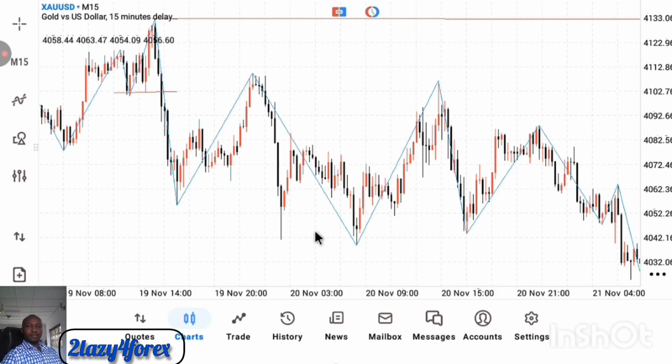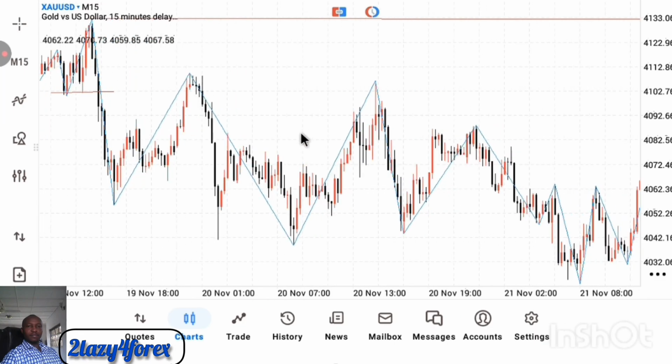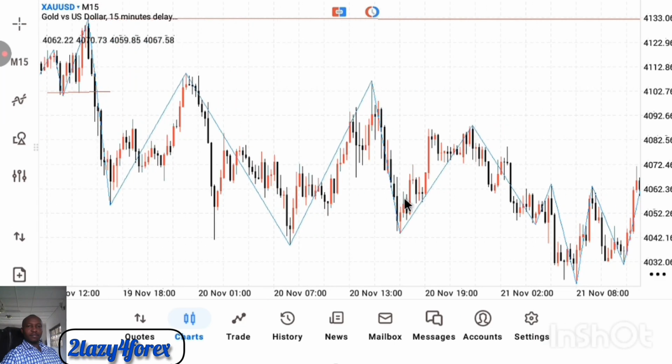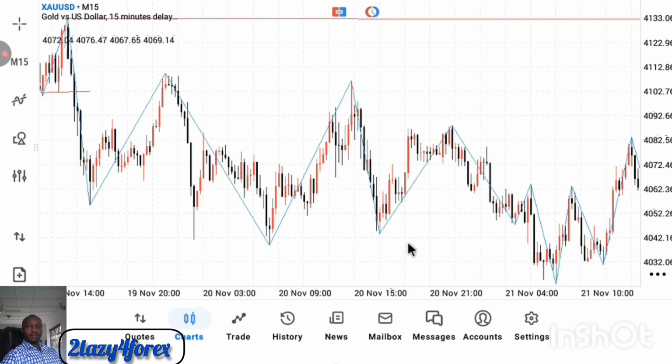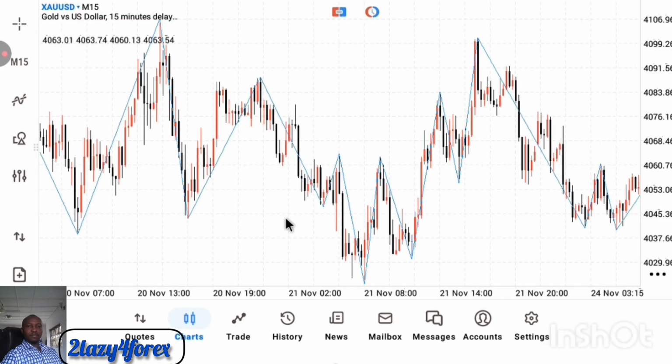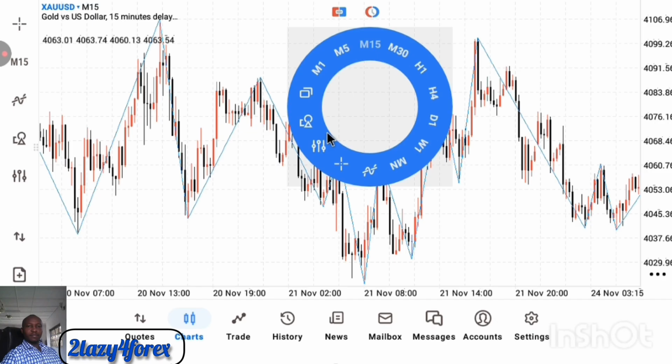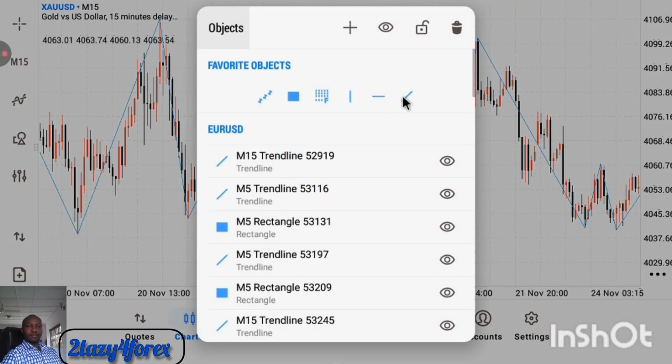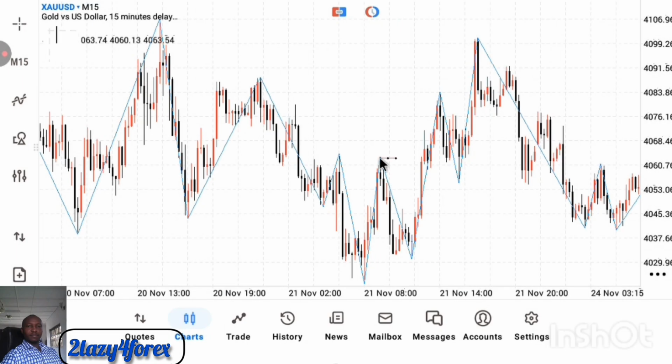So we are here on the 15 minutes chart. For this strategy, you can see we have a series of highs and lows. What you are going to look for is a break of the lowest high. This indicator has plotted a series of highs and lows for us. So we are going to look for the break of the lowest high, which is this. Let's mark it. This is the lowest high here.